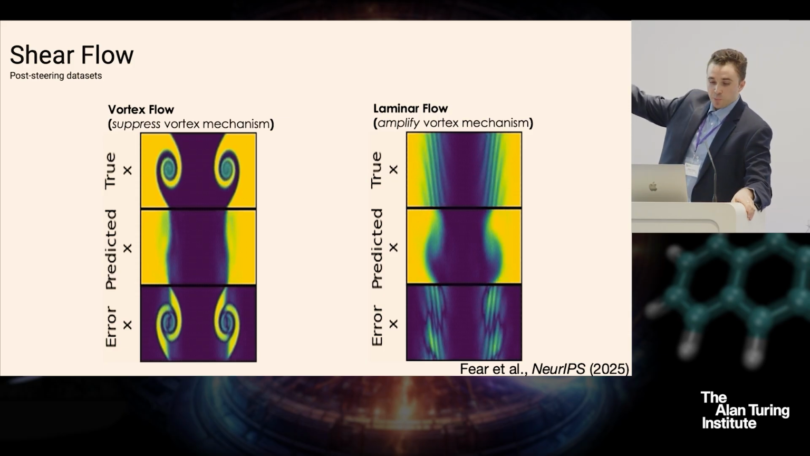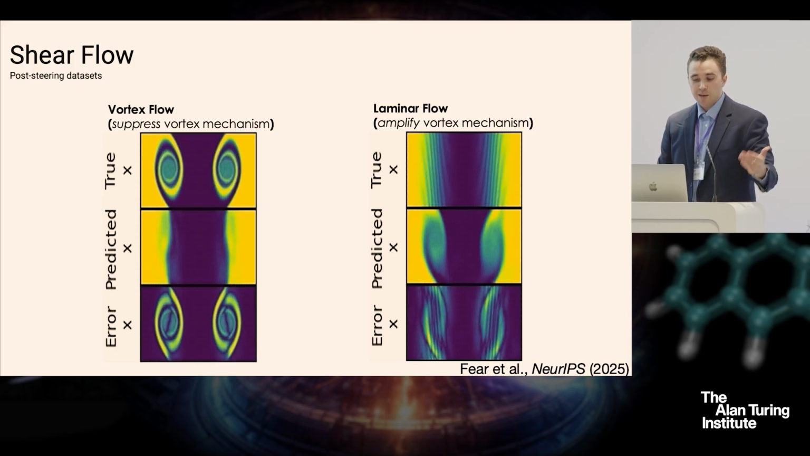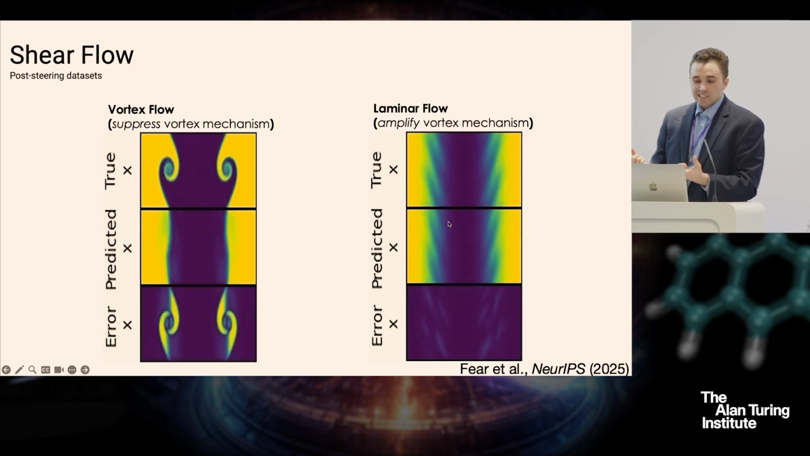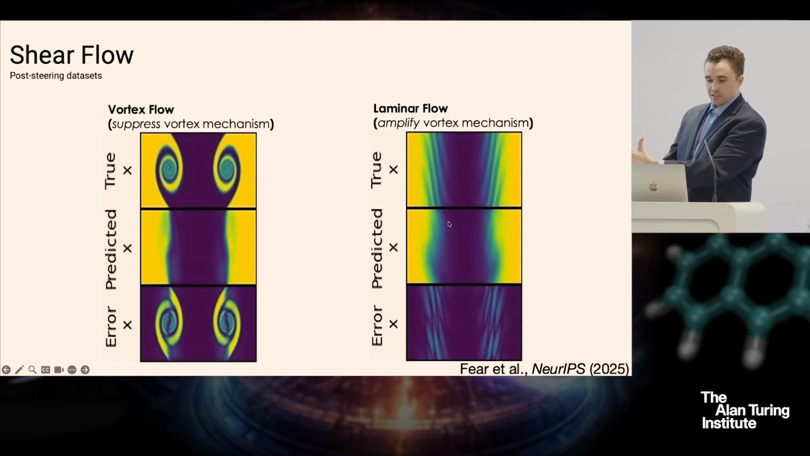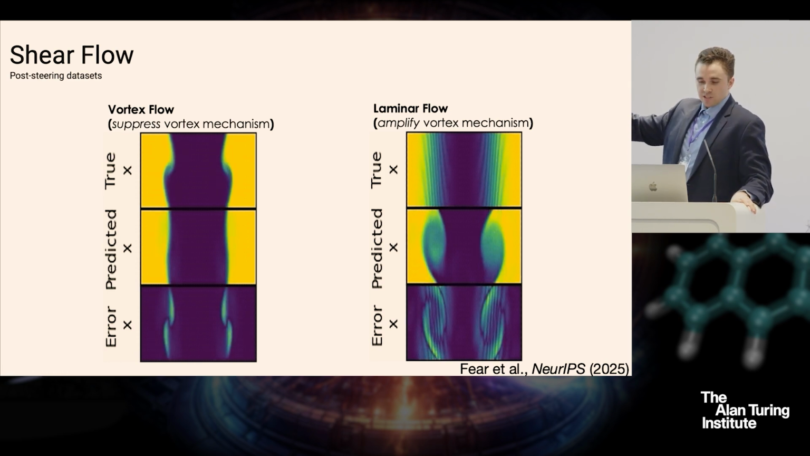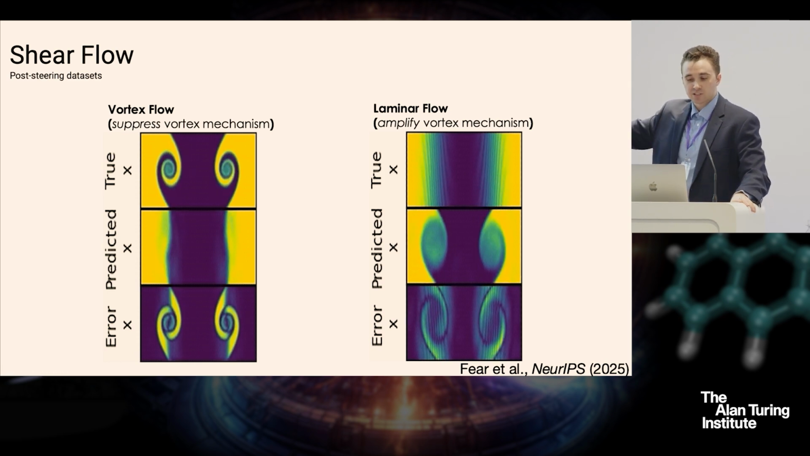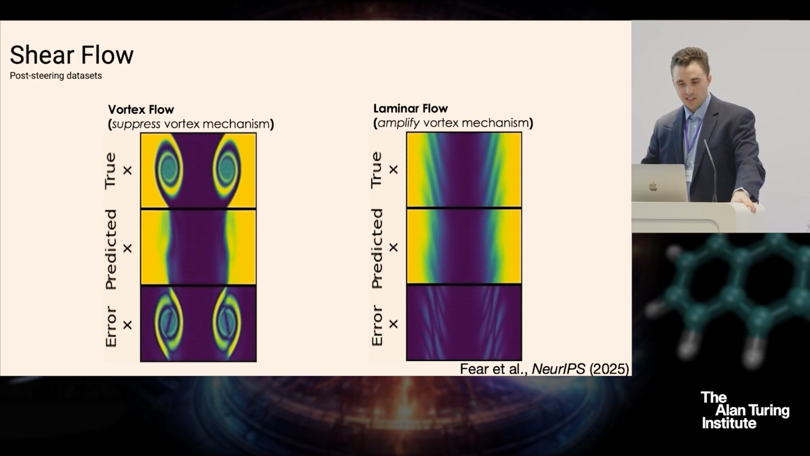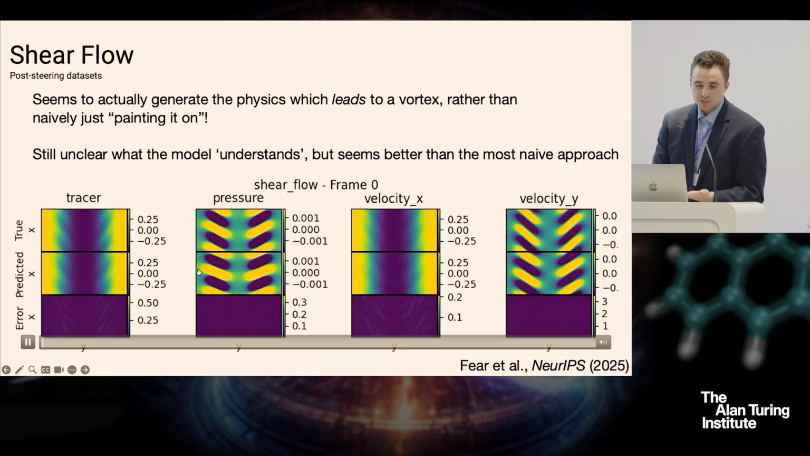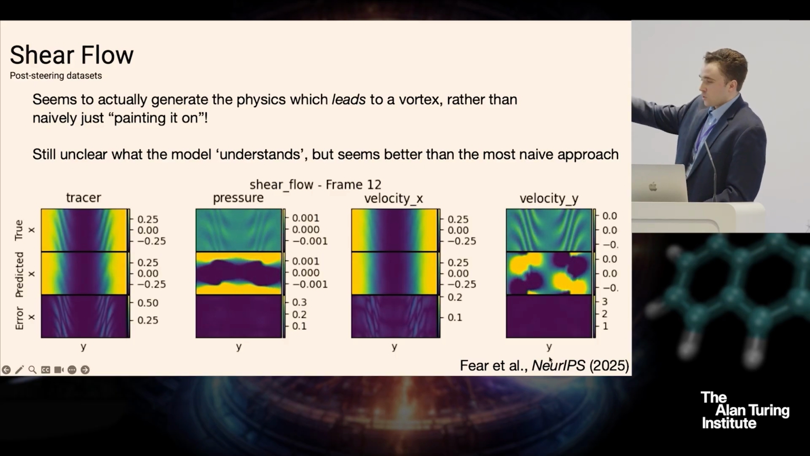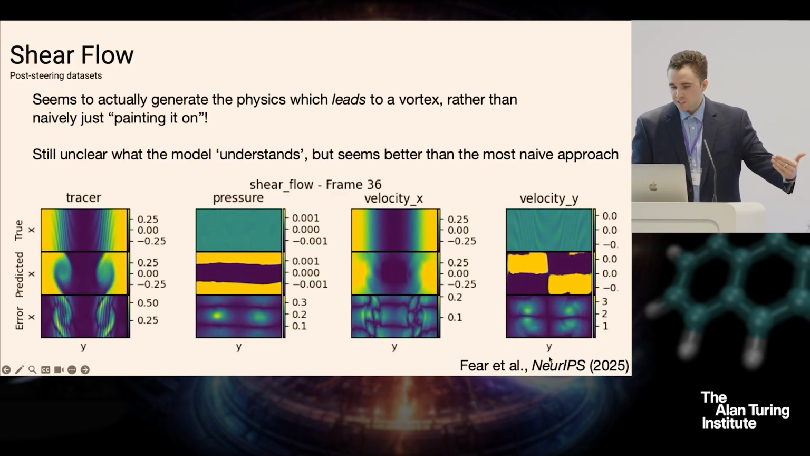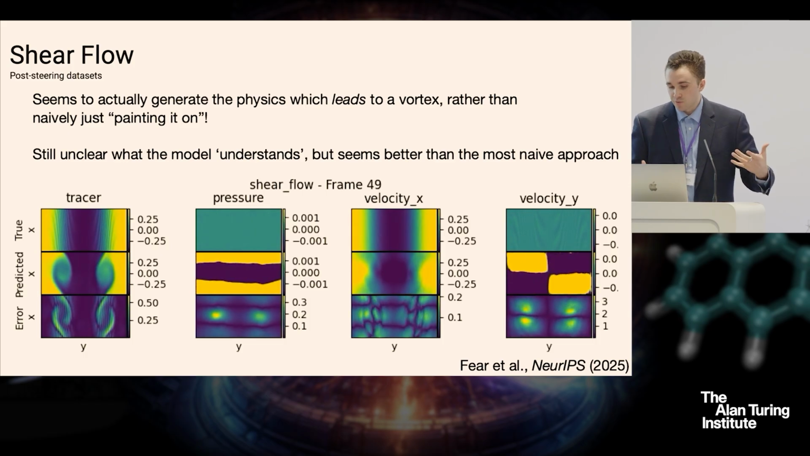So this is suppressing the vortex, and this is amplifying the vortex. And it's kind of cool. It's literally just a linear direction. It's just a single vector, and it captures this fairly abstract concept inside the model. We can also inspect the other fields, and it looks like the model is actually generating the correct physics to produce a vortex.